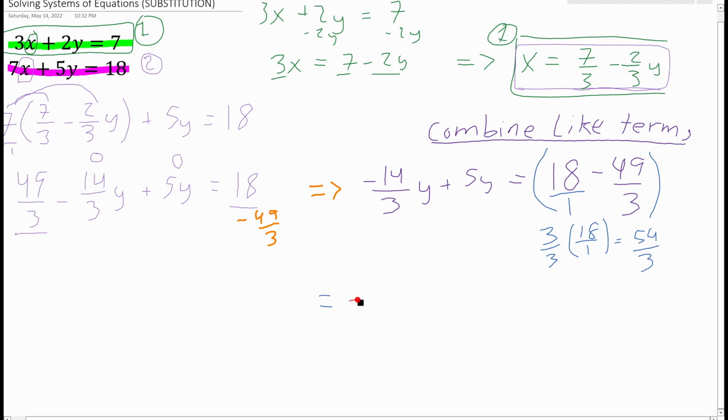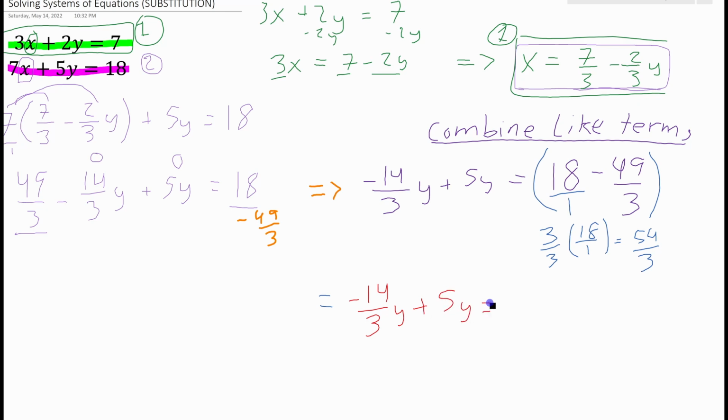So now we have negative 14 over 3y plus 5y equals 54 over 3 minus 49 over 3. And if we subtract these two, we're going to end up with 5 over 3. And then we have to make sure we don't forget about the negative 14 thirds and the 5y.